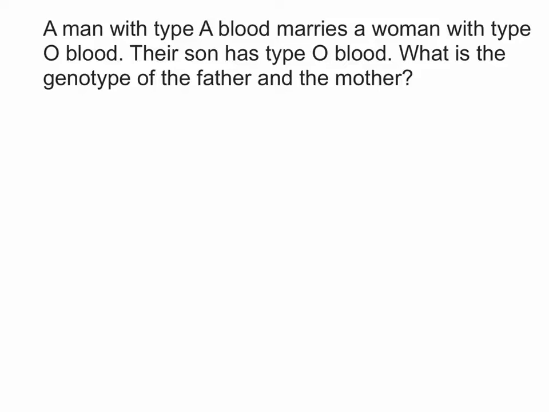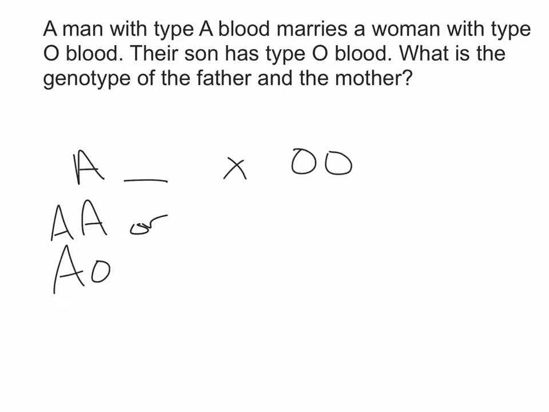So in this question, we have a man with type A blood and a woman who has type O blood. For the man, we know that he has at least one big A, or A allele. The other one could be an A or an O. So he could be the genotype AA, or he could be AO. The female is type O blood, which means that her genotype is OO. Their son is also type O blood, so genotype OO.